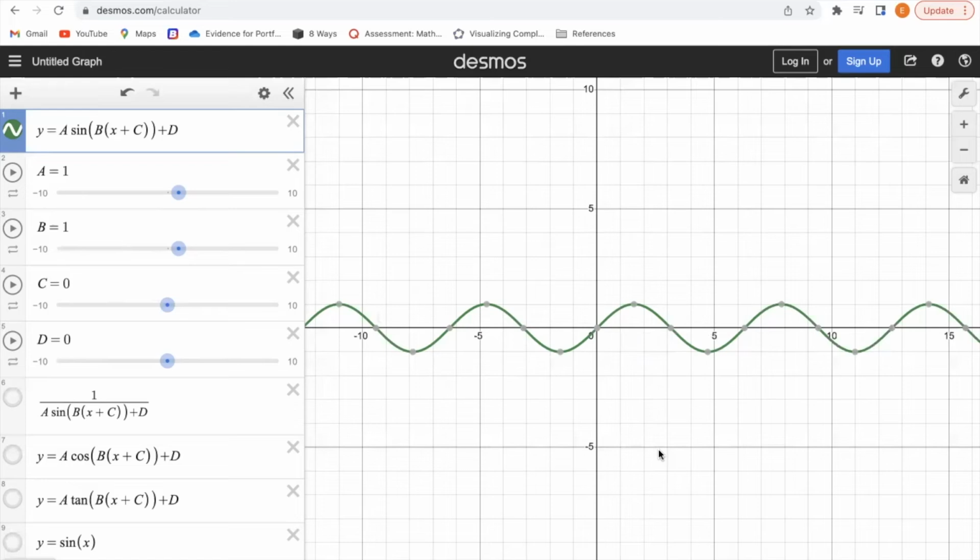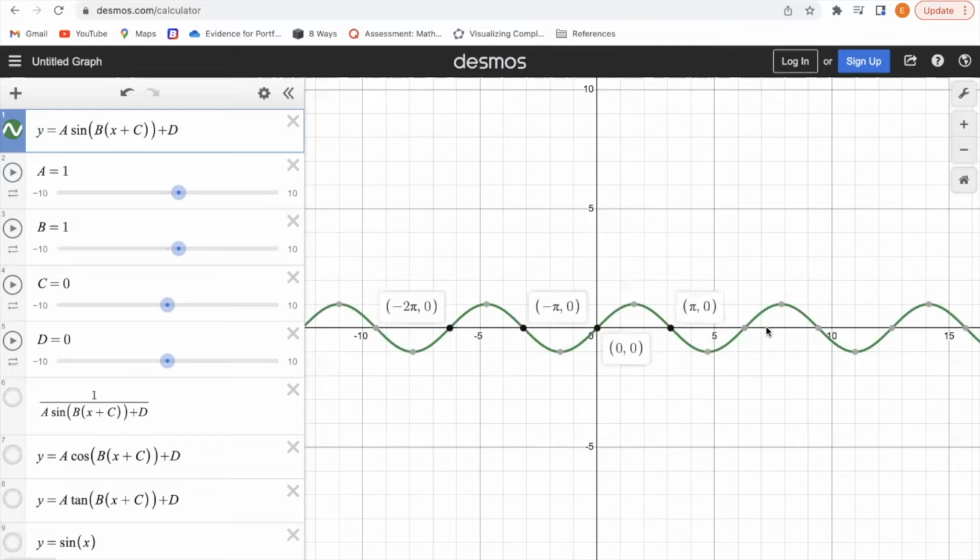Okay, welcome back everyone. We're doing lesson 13F, which is all about reciprocal trig functions and their graphs. In terms of you graphing them from an equation, we're going to look at that in a future video. Today's really just going to be understanding what a reciprocal trig function is and what those graphs look like.